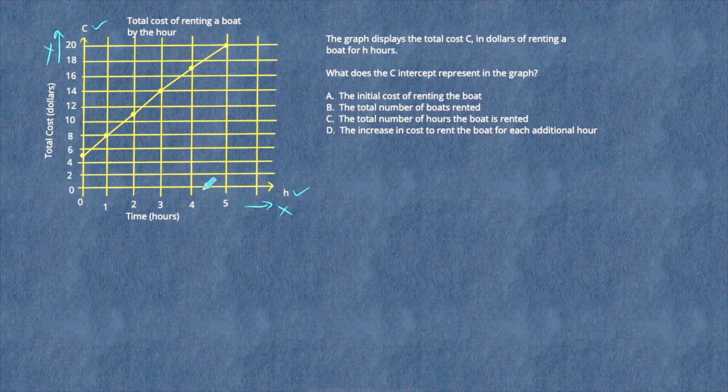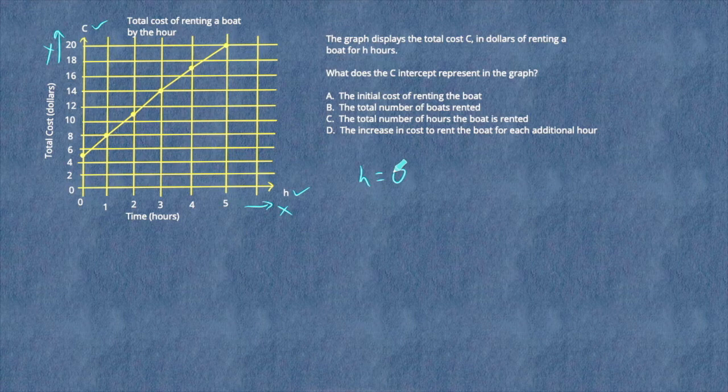What does it mean by y-intercept? When x equals 0, whatever the value of y, that we call the y-intercept. When y is 0, we call that the x-intercept. In this case, y is nothing but C. So that's why they're calling it the C-intercept. So what we need to find out is the value of C when H equals 0.